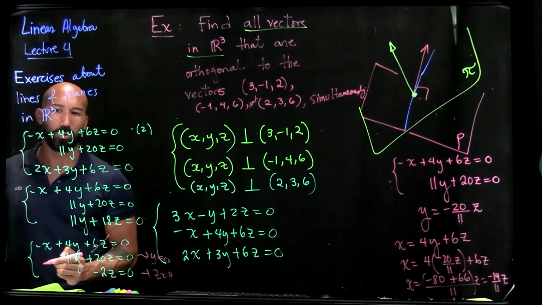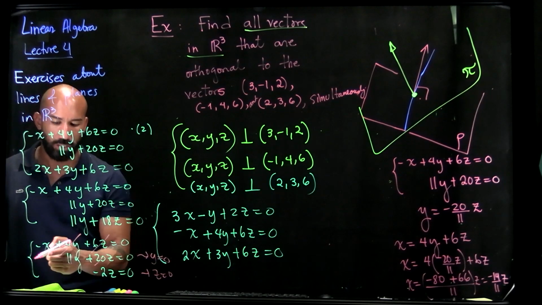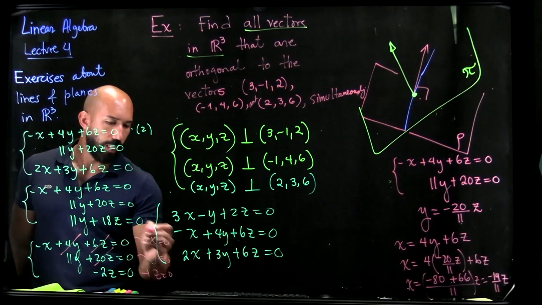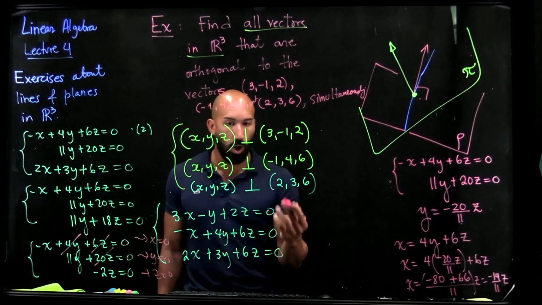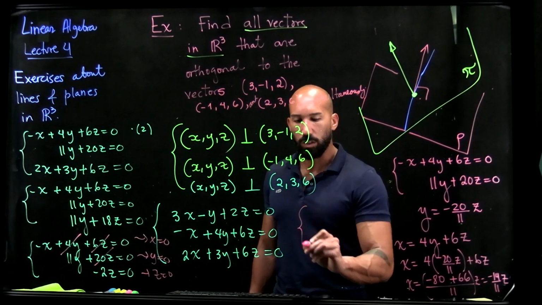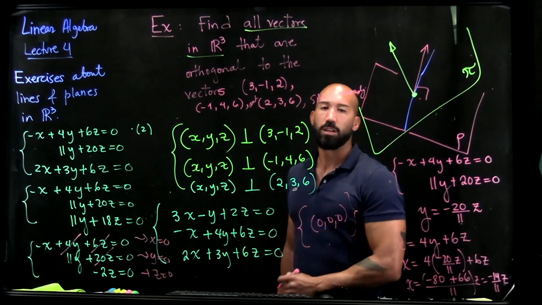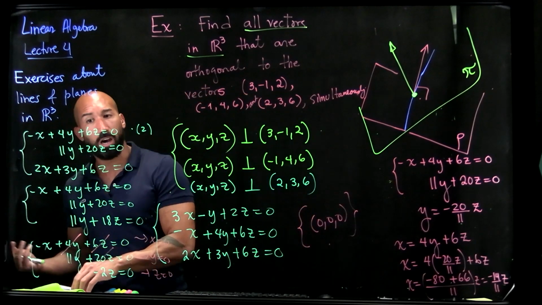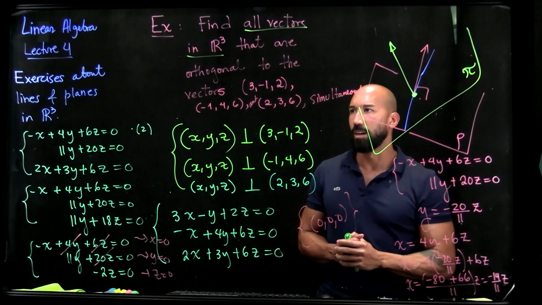z equals 0, this term goes away. The y equals 0, this term vanishes. And we get minus x equals 0, and we conclude that x is equal to 0. So now the only solution to this problem is the vector 0, as we had concluded from our geometric analysis.